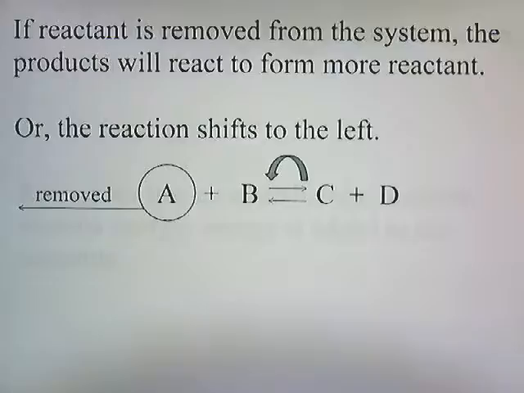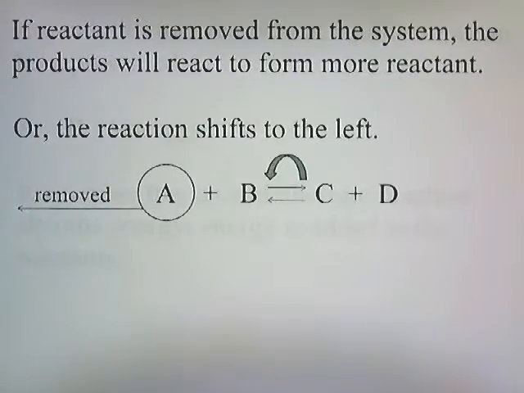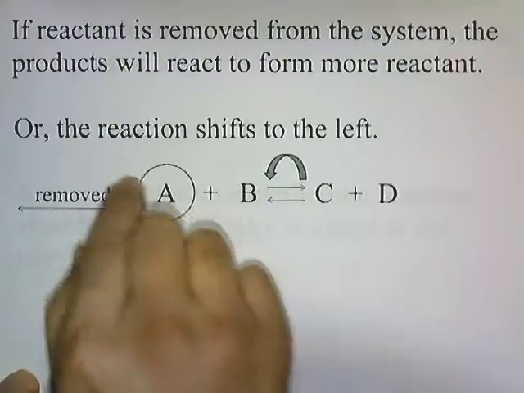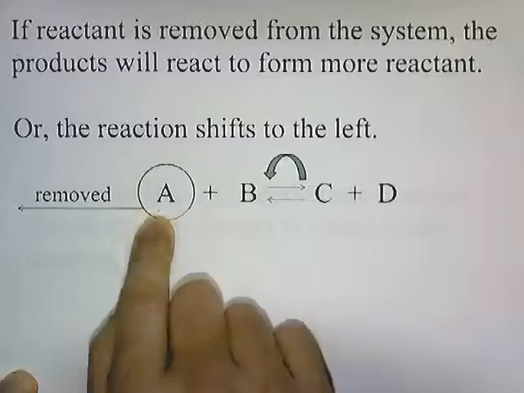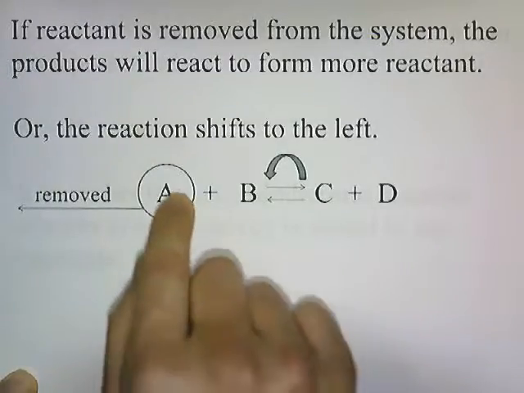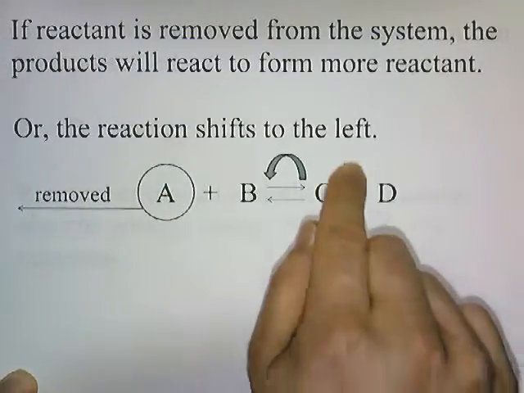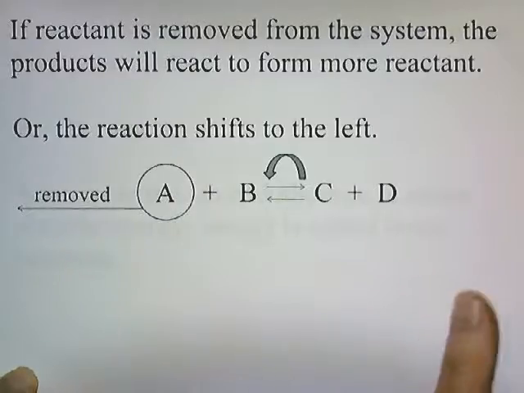If a reactant is removed from the system, the products will react to form a reactant, or the reactant will shift to the left. So if I were to remove a reactant from the system, these guys will react and produce more reactant to compensate for the loss of reactant, and the equilibrium will shift to the left.